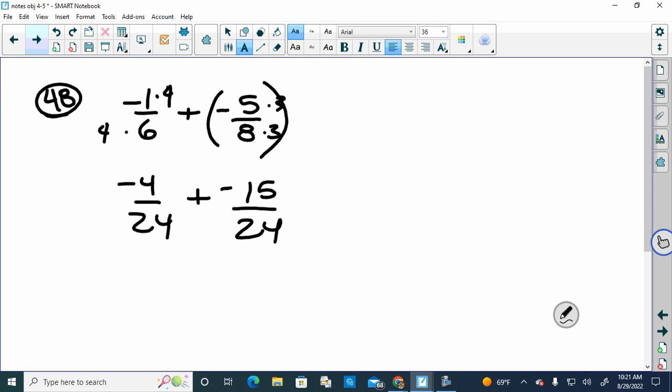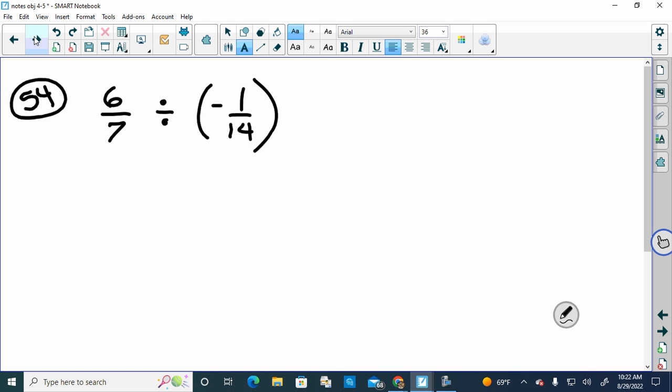Okay. Now our signs are the same, because I have a negative 4 and a negative 15. So I'm going to add and take the sign of the larger number, 15 being my larger number, so it's going to be a negative what? 19. And just double check when you have those to see if you can reduce them in the end, which we can't. Two more.